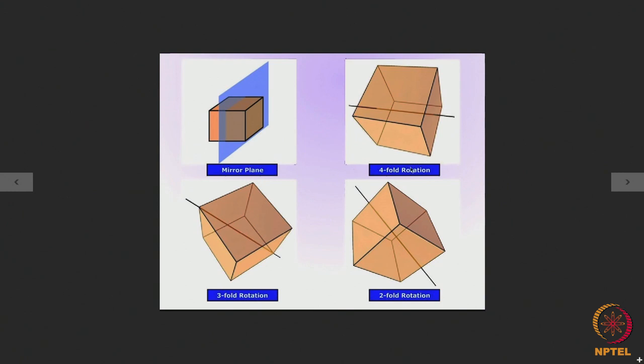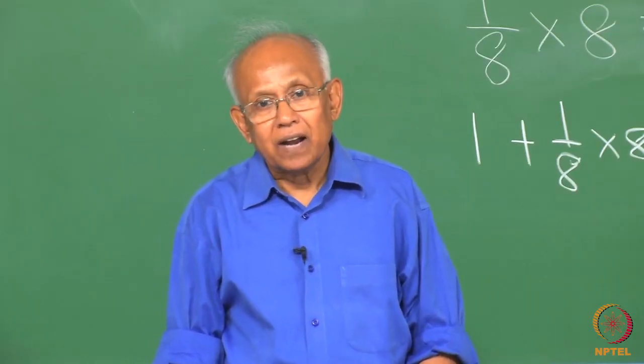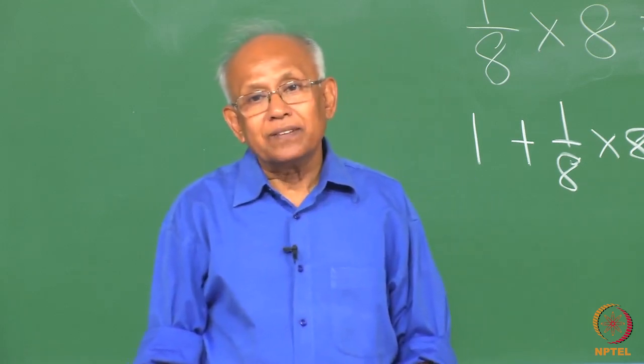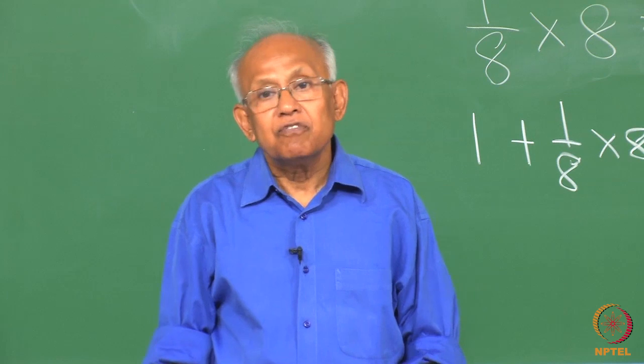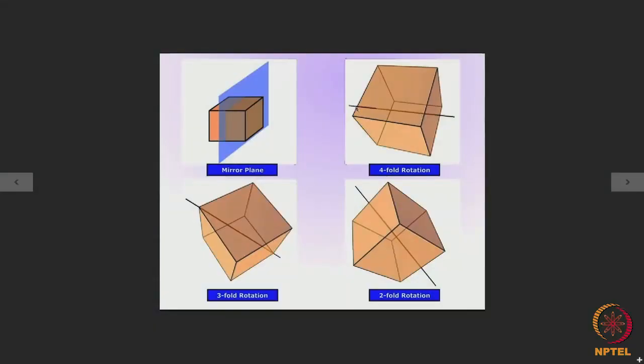Then this is what is known as a fourfold rotation axis. So, if you have a cube and if you have an axis passing through the centers of two opposite faces, then if we rotate the cube by 360 degrees around this axis, the unit cell will occupy the same position in space four times. That is why we say that this axis is a fourfold rotation axis.